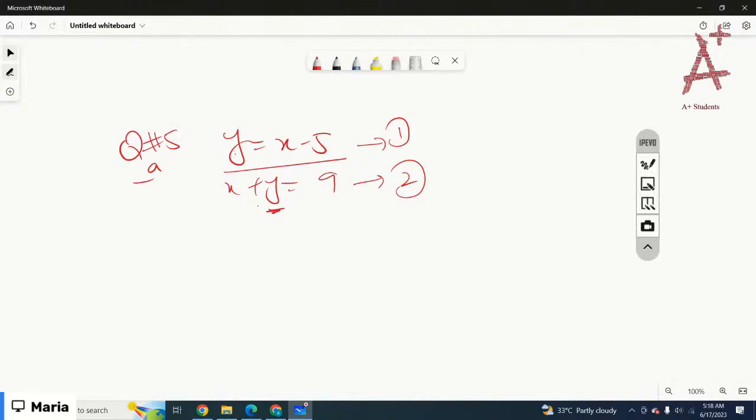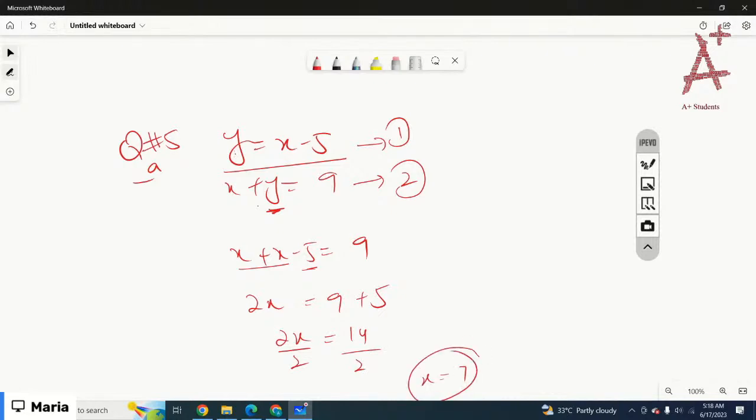Just replace the y with the value x minus 5. It would be x plus x minus 5 equals 9. Got it? X plus x is 2x. Move negative 5 to the other side, it would then be added. So 2x equals 14. Divide both sides by 2. So it would be x equals 7.